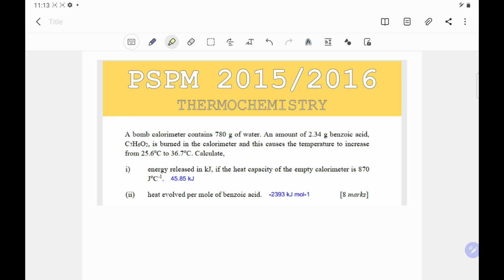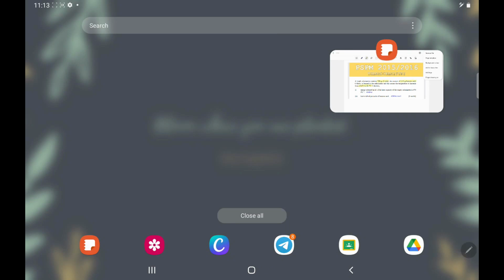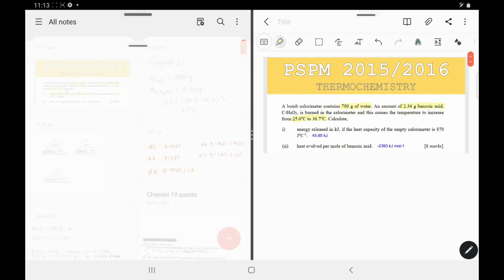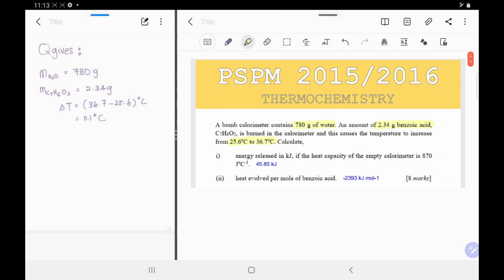So here it said, a bomb calorimeter contains 780 grams of water. An amount of 2.34 grams of benzoic acid is burned in the calorimeter, and this causes the temperature to increase from 25.6 degrees Celsius to 36.7 degrees Celsius. So this is all the information given, and I would like to collect it in one place so that it is easier to look at. This is the list of information I have collected from the questions.